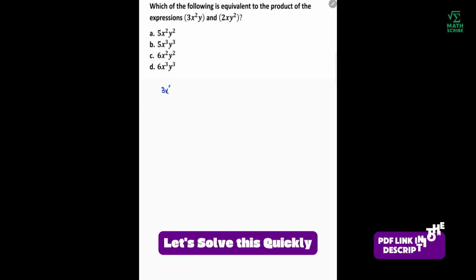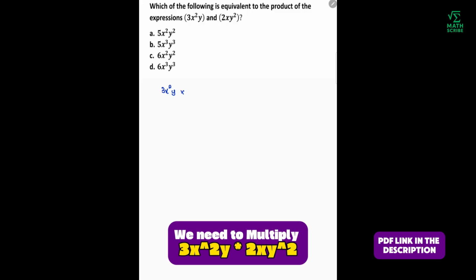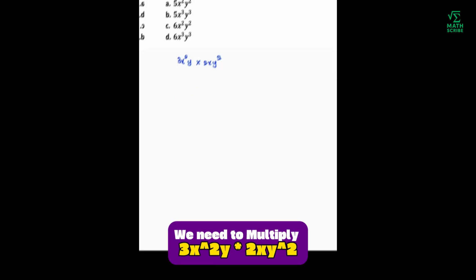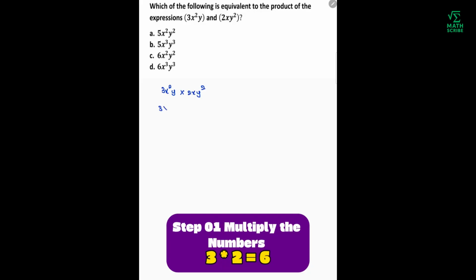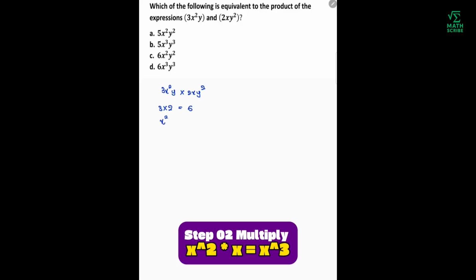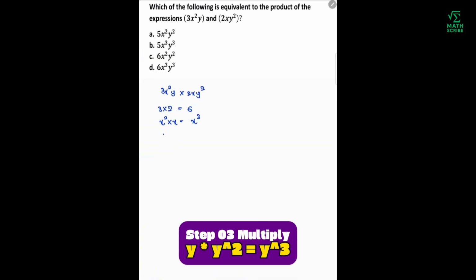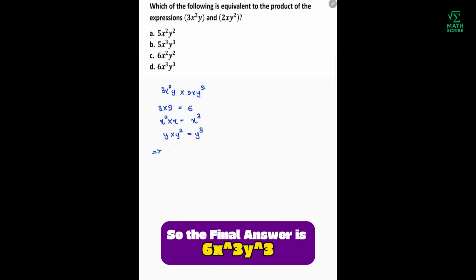Let's solve this quickly. We need to multiply 3x squared y with 2x y squared. Step 1. Multiply the numbers. 3 multiplied by 2 gives 6. Step 2. Multiply x squared by x, which gives x to the power 3. Step 3. Multiply y by y squared, which gives y to the power 3. So the final answer is 6 x cubed y cubed.